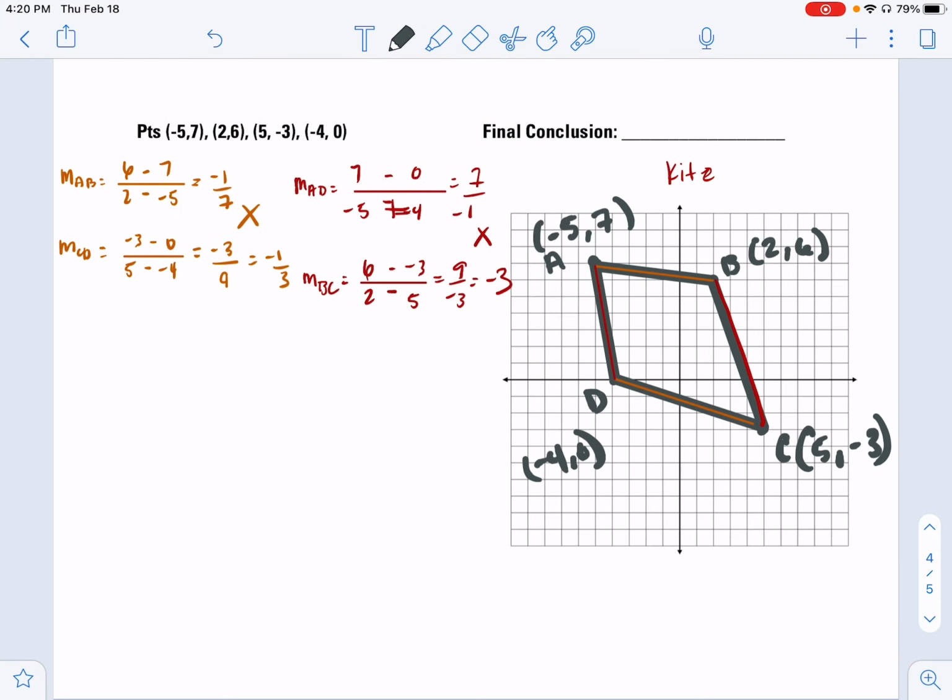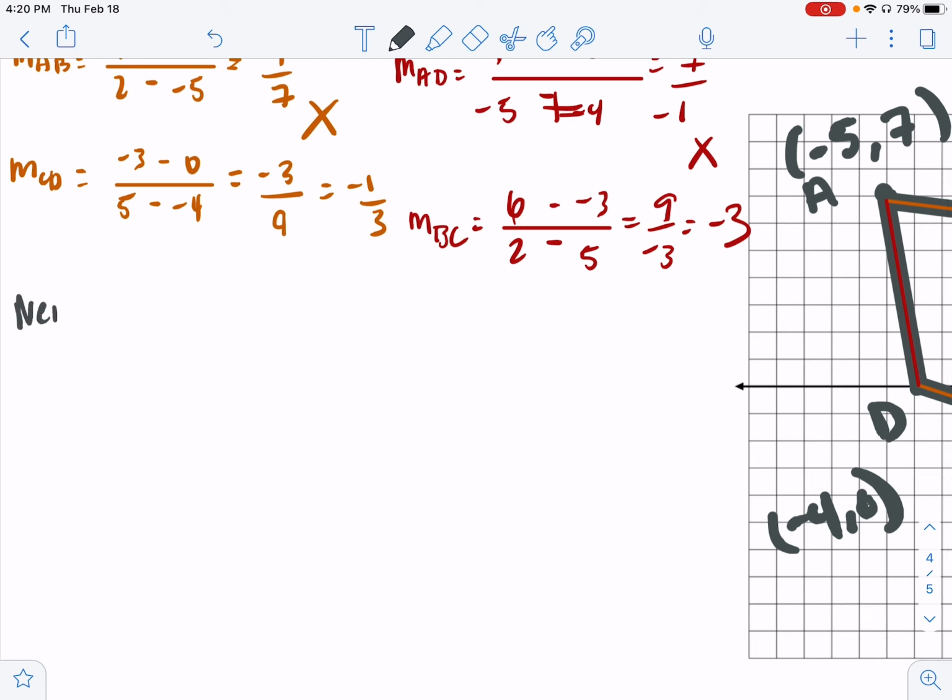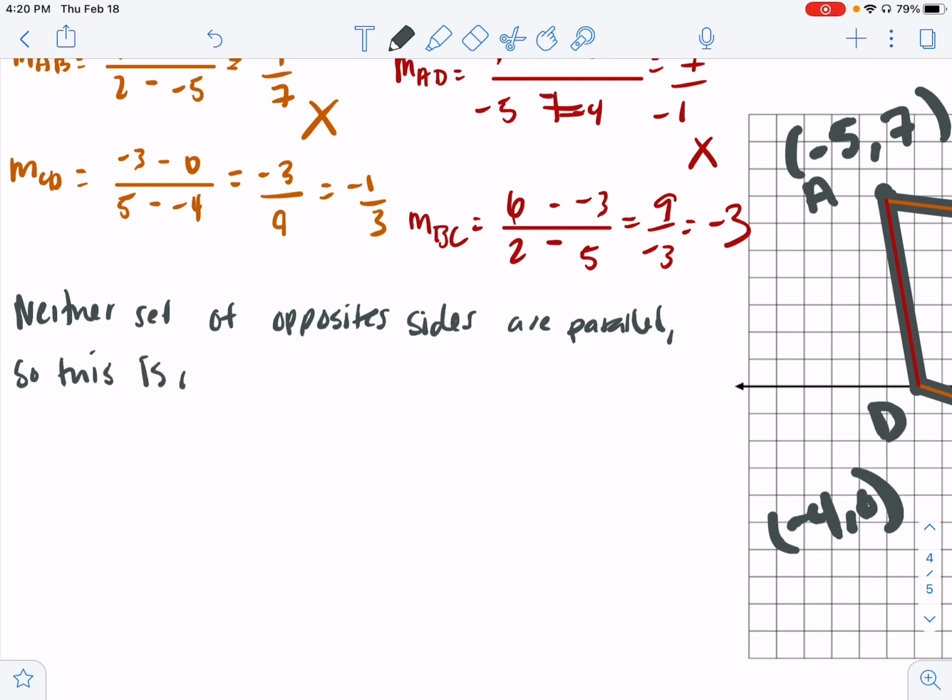So we would say neither set of opposite sides are parallel. So this shape can only be a kite or general quadrilateral. Those are our only two options.